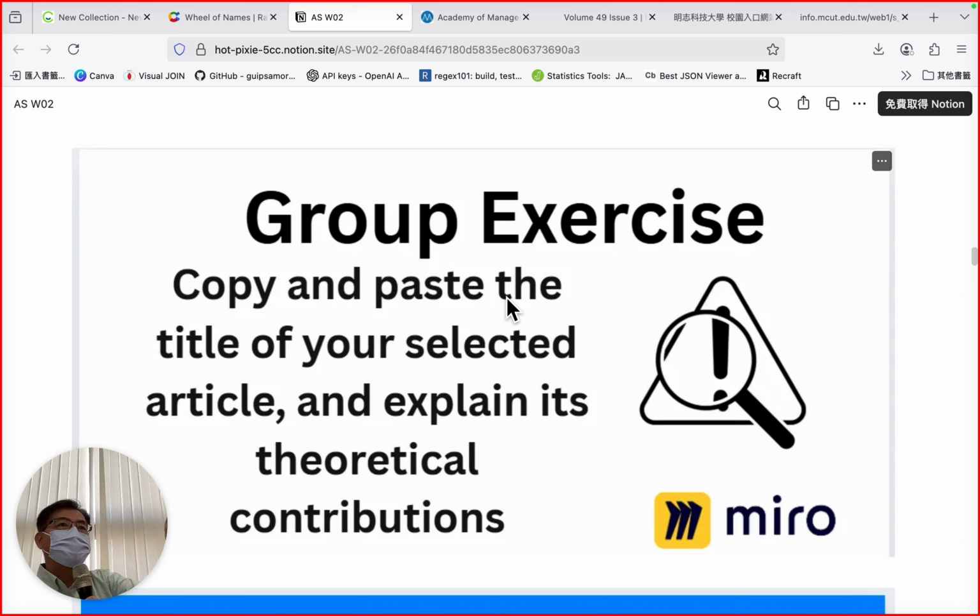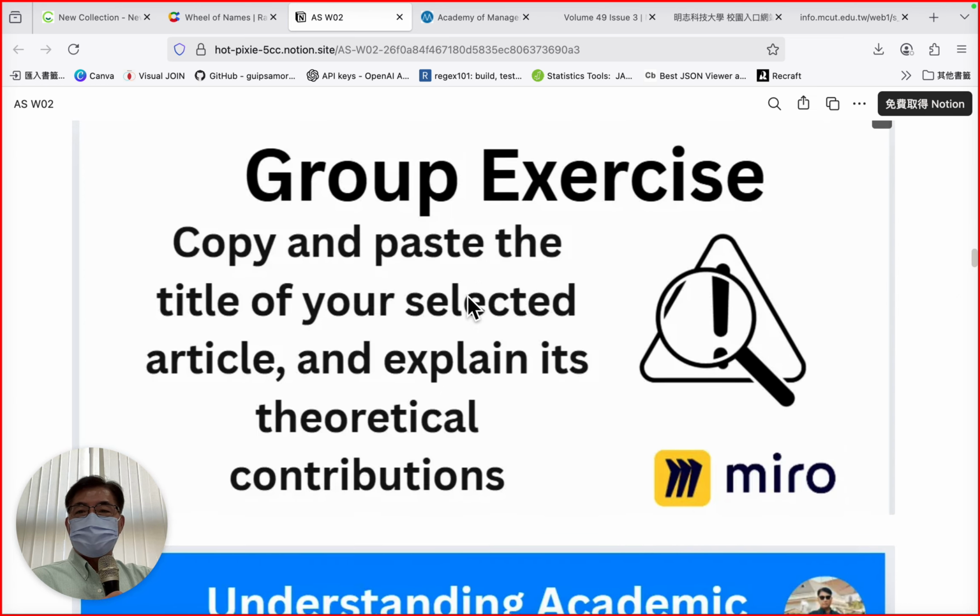3, 2, 3, 4, 1, 2, 3, maybe 4 groups, okay, tentatively for today's exercise. 3 members one group, 3 members one group. Is that okay? Or if you would like, you can change, switch. We probably have 4 groups for today's exercise in the class. Okay? So it's group exercise time.